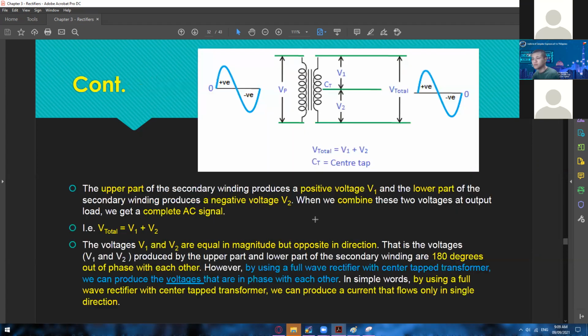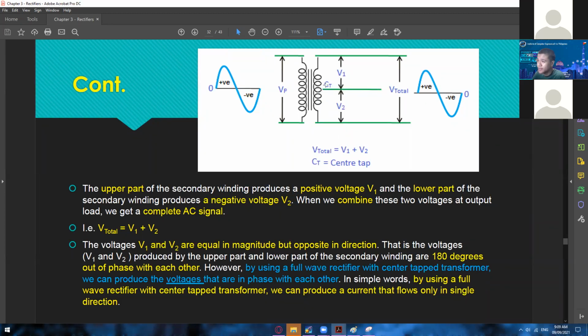Okay, so let's have the full circuit of your center tap rectifier. We have this voltage input, of course, the positive and the negative, and then we have the peak-to-peak value. Here we have the primary winding and then the secondary winding. So we have V1 and then V2. V1 is the positive cycle, and then V2 is the negative cycle.